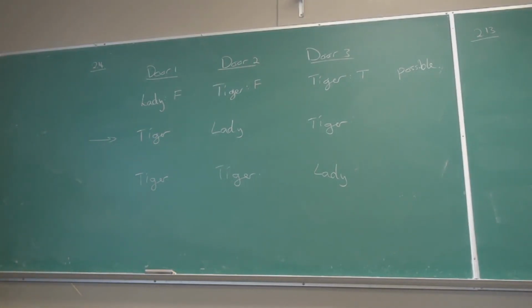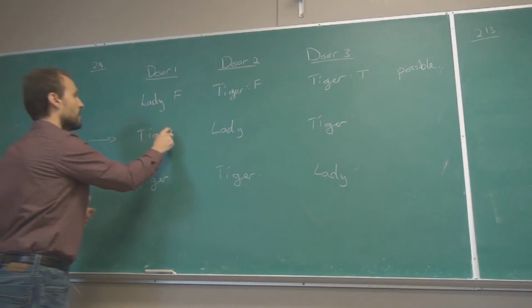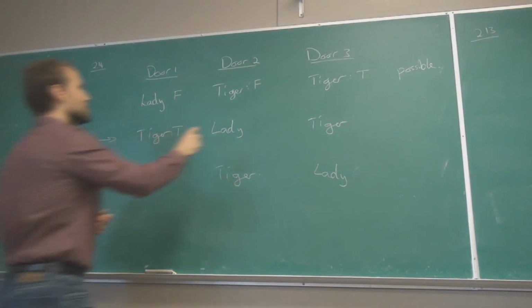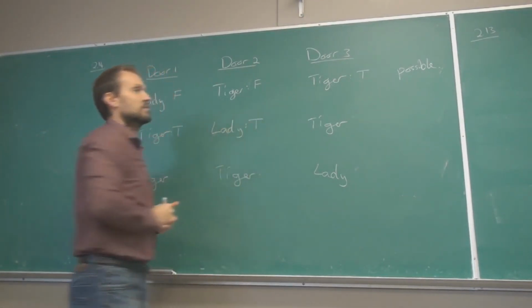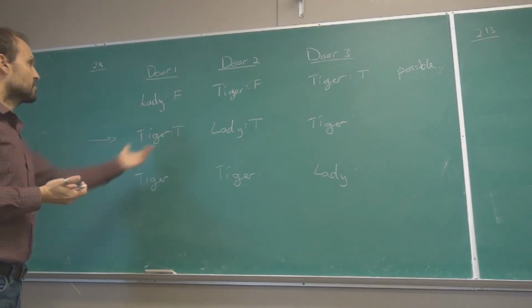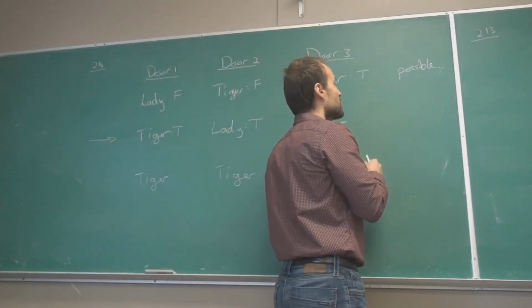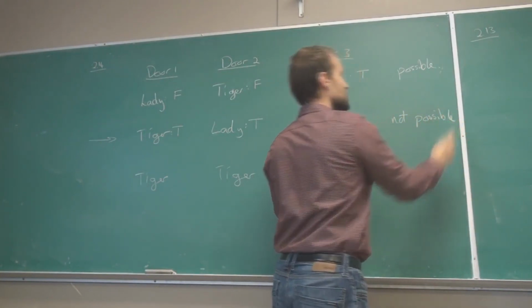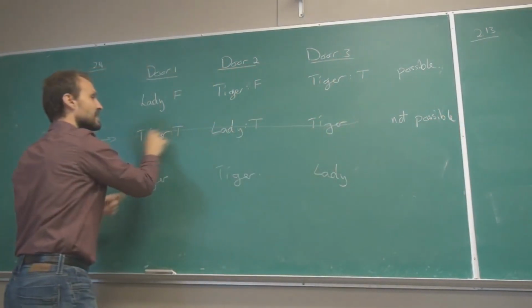Since that is our last lady tiger example, we're going to do the other 2 as well. Tiger, lady, tiger. Door 1 says a tiger is in this room. True. Door 2 says a lady is in this room. True. What do you want to do next? Move on. Why? I already have 2 truths, and I can have 1 or less. So it really doesn't matter what door 3 is saying. This is already not possible.